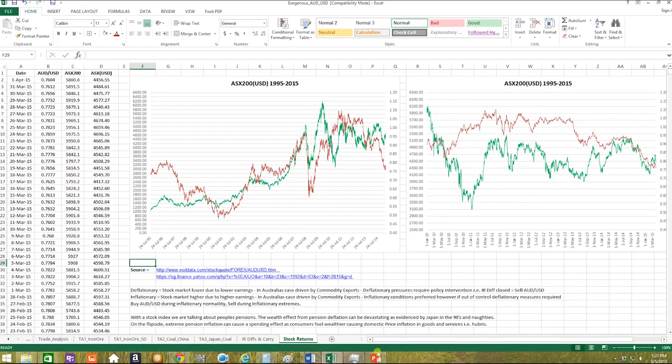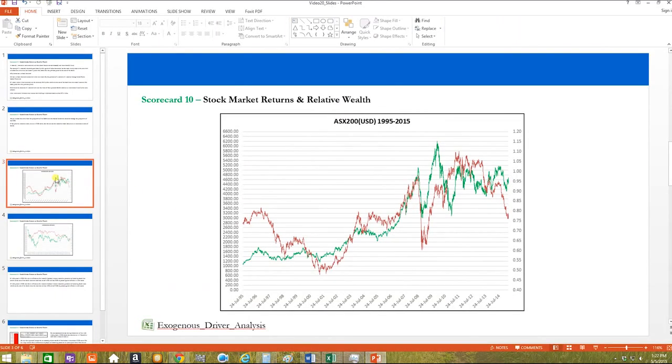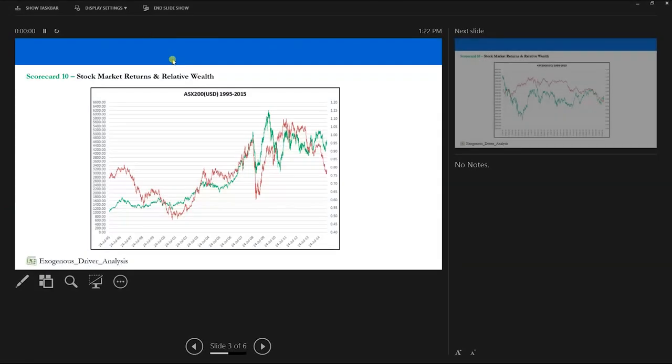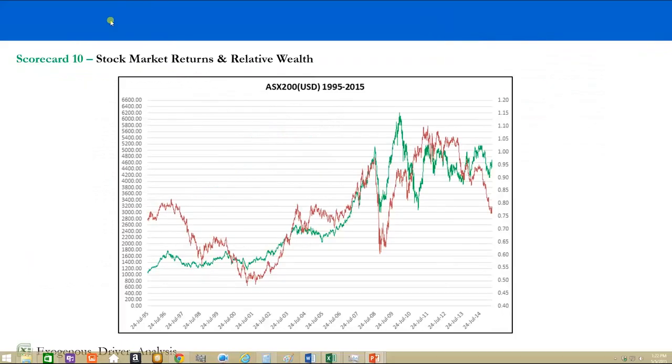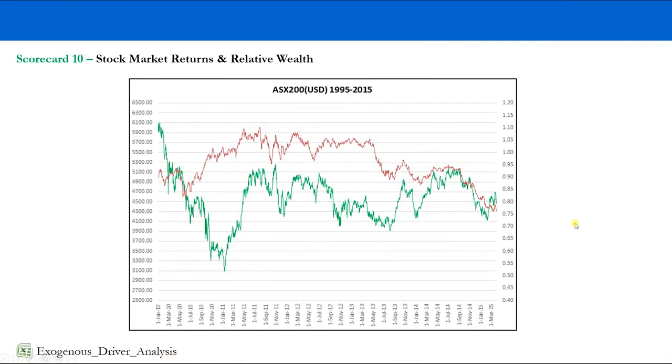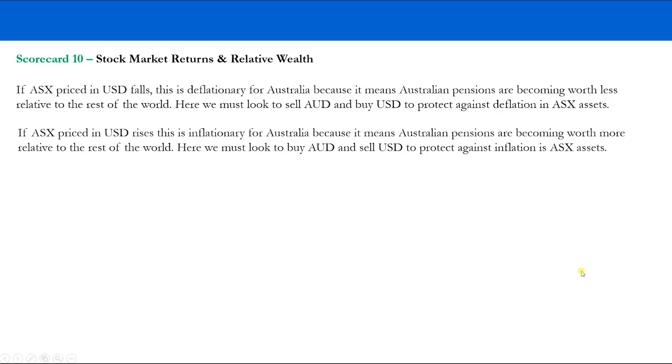So if we go back over to the presentation, that's an analysis that you can do for pretty much every stock market in the world. And you should have a look at stock markets as your final driver, because this really gives you perspective on the wealth of the nation. And how do you actually analyze this properly?